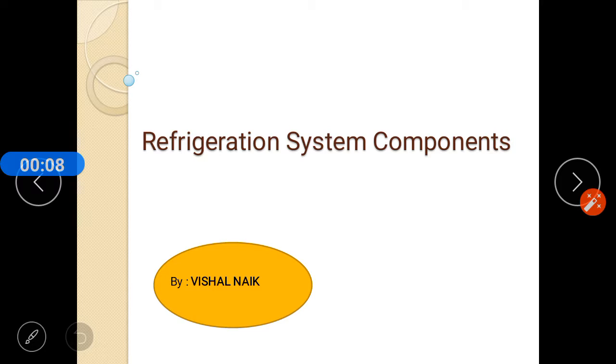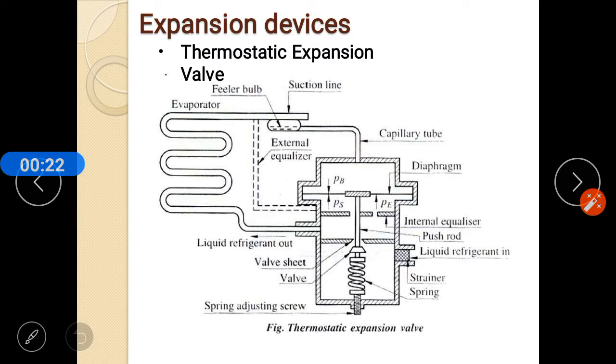Today's topic is refrigeration system components. In the previous lecture we had briefly discussed two refrigeration components, that is a hermetically sealed compressor and automatic expansion device. Now today's topic is expansion device, which is a thermostatic expansion valve.